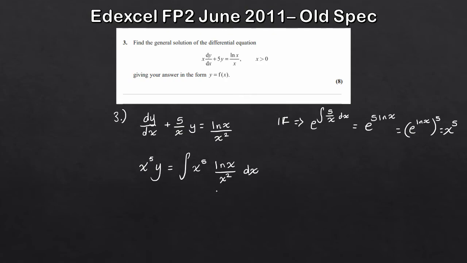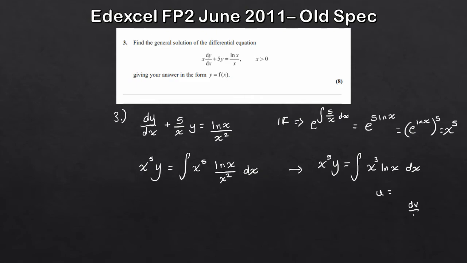And you might be able to see now why this is going to be a little bit trickier for this question, and it's because of this integral here. I've got x to the 5 times ln x over x squared. Well, we can simplify this a bit, right? So this will be x to the 5 y is equal to the integral of x cubed ln x dx. So this is why it's tricky now, because I've got to do this integral where I've got two functions, x cubed and ln x. So we're going to have to integrate this by parts. So we need to set up our u and our dv.